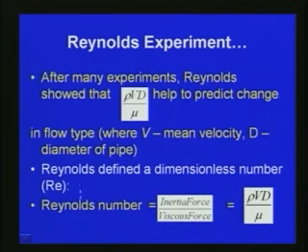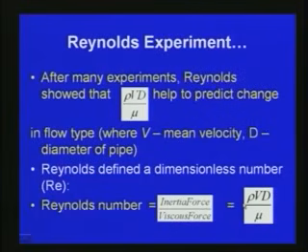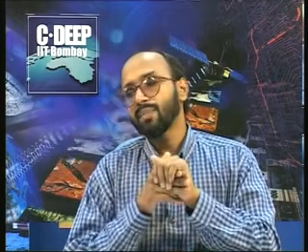Osborne Reynolds defined this number as the Reynolds number, and actually this number is the ratio of inertial forces to viscous forces. So, Reynolds number is equal to inertial forces divided by viscous forces, and for pipe flow we can define it as rho V d by mu, where rho is the mass density of the fluid, V is the average velocity, D is the diameter of the pipe, and mu is the coefficient of dynamic viscosity.